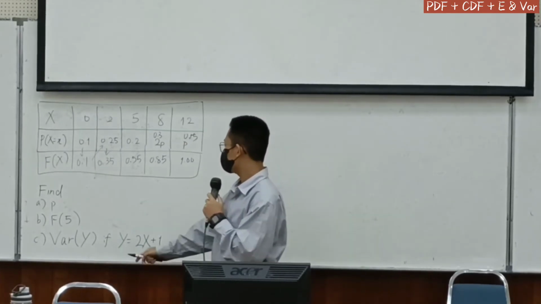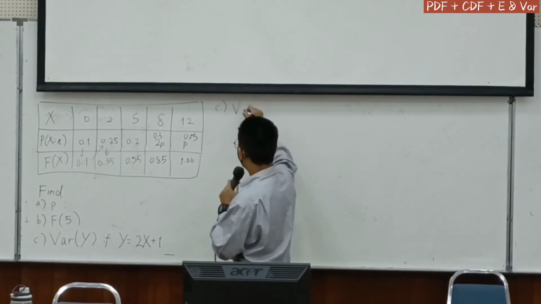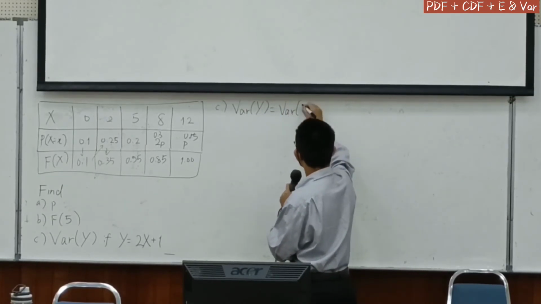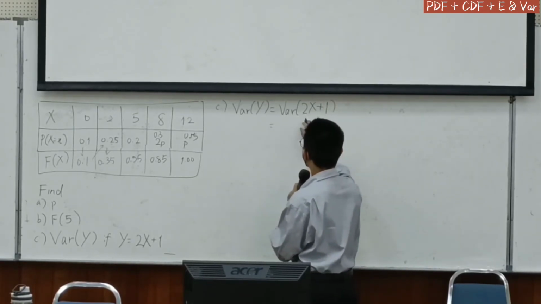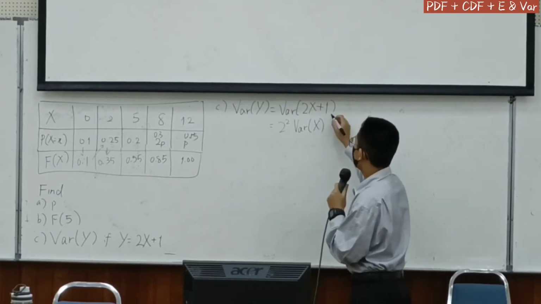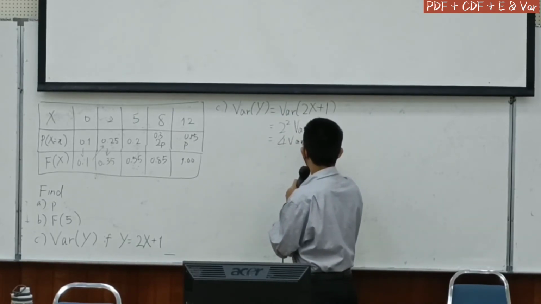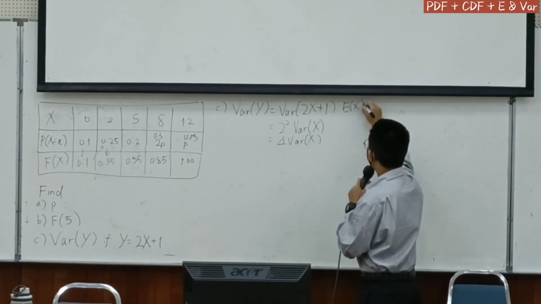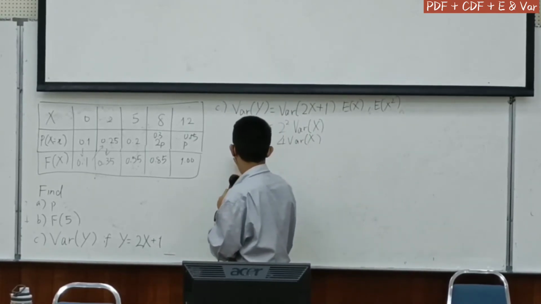And for the C, we need to find the variance of y, if y equals 2x plus 1. So the variance of y equals the variance of 2x plus 1. We substitute 2x plus 1 and use the properties from before. This is 2 squared times the variance of x, and the plus or minus constant we just drop. So this is 4 times the variance of x. To find the variance, we also need to find E(x) and E(x squared). So let's find E(x).